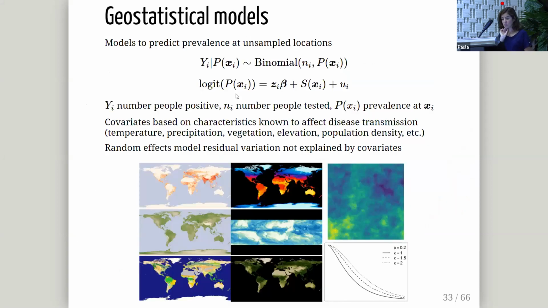And we're going to use this model, and this model says that conditional on the true prevalence at location xi, the number of people positive for the disease follows a binomial distribution with parameters ni, that is the number of people in the survey, and the prevalence. And then the logit of the prevalence is equal to some covariates plus a spatial random effect plus an independent random effect.